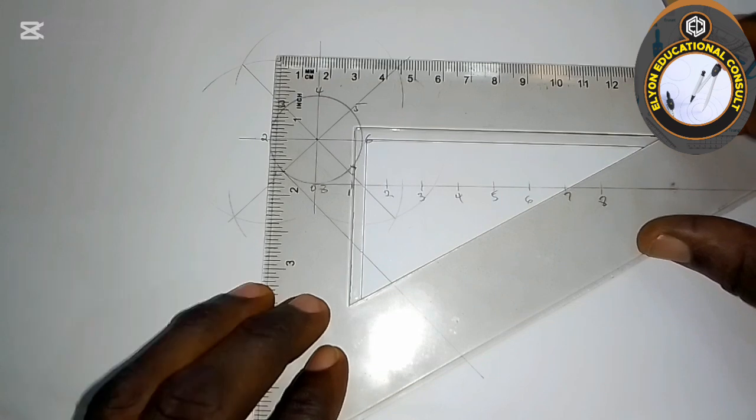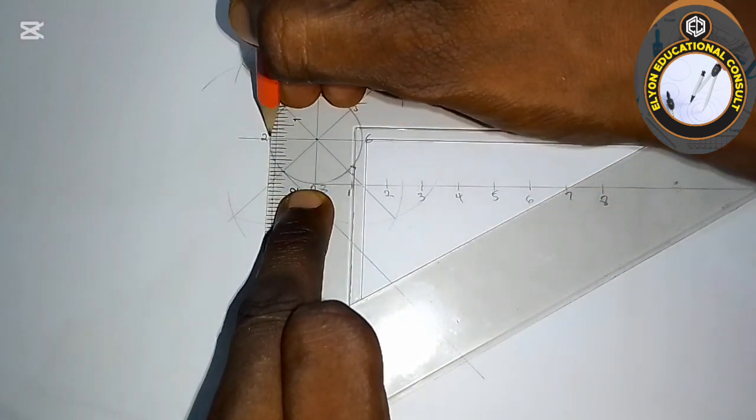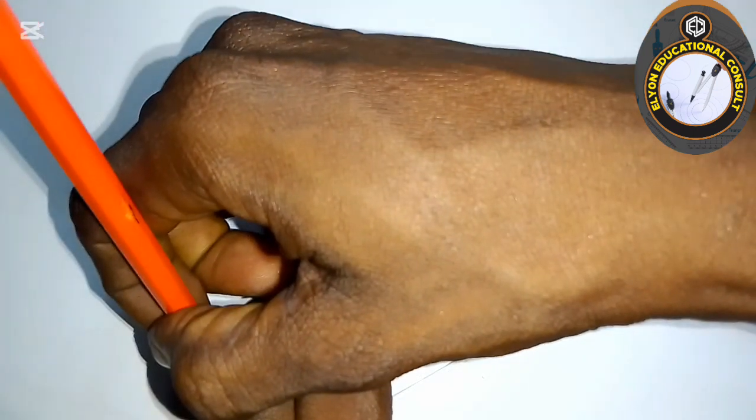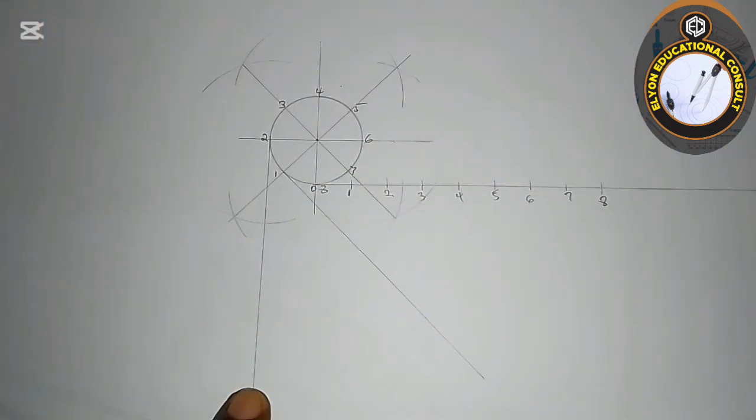I hope you are getting it the way I'm doing it. So make sure it is straight here, then produce this line down like this, okay. So this is for 2. I hope you can see. Then I will do 3.